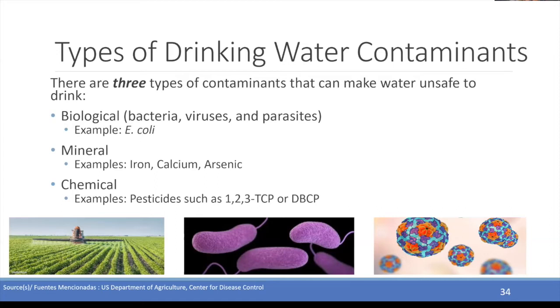There are three general types of contaminants that can make water unsafe. There's biological, such as bacteria, viruses, or parasites. You may have heard of E. coli. There's also minerals, iron, calcium, and arsenic. And there's chemicals, and these include pesticides, such as 1,2,3-TCP or DBCP. And there's illustrations of these items below.